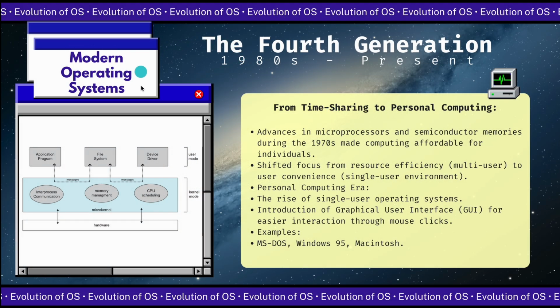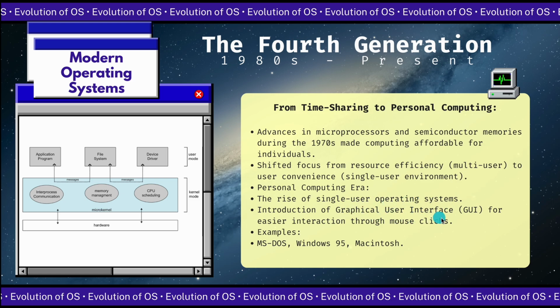Now let's come to the modern day and look at the modern operating systems, also known as the fourth generation of operating systems and computers. Now, from time sharing to personal computing, advancements in microprocessors and semiconductors during the 1970s made computing affordable for individuals. It shifted from resource efficiency of multi-user systems to user convenience of single-user environment. It gave rise to the personal computing era, the rise of single-user operating systems.